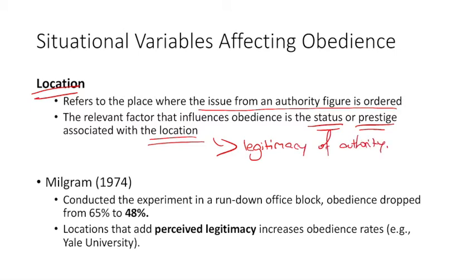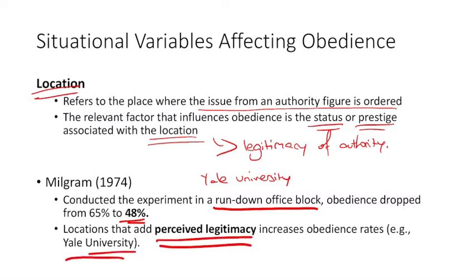So you'll remember in Milgram's original experiment, it was conducted at Yale University, a very prestigious university with a strong reputation. When Milgram conducted the same research, the exact same experiment, but this time in a rundown office block, then obedience rates decreased from 65% in the original to 48%. So as we know, locations that add perceived legitimacy, like Yale University, increase obedience rates. As we move to a less legitimate location, then obedience rates are going to decrease.